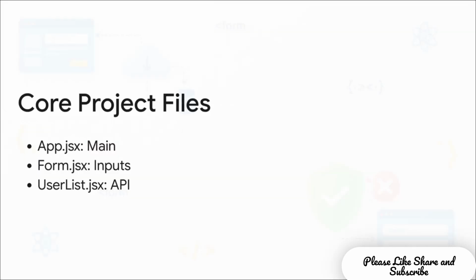Once that development server is spun up, you'll notice our project architecture is incredibly clean. We're going to focus all of our attention inside the src folder, primarily on three specific files. App.jsx will serve as our main parent component. Then we're going to create two distinct child components so we can nicely separate our logic. RegistrationForm.jsx to handle our user inputs, and UserList.jsx to handle our API fetching. Organizing your code like this right from the start makes it infinitely more readable and easier to maintain.